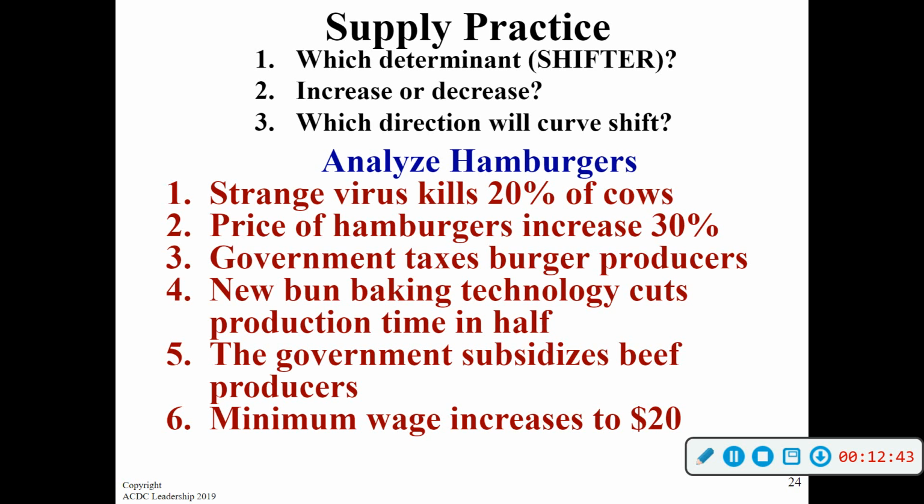5, government subsidizes beef producers. Government subsidies, and then to the right. Very good. So government action, it's a subsidy. It's going to shift the supply curve to the right. And this is a good one. Minimum wage increases to $20.